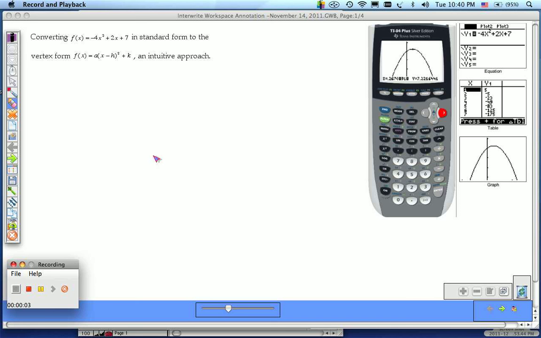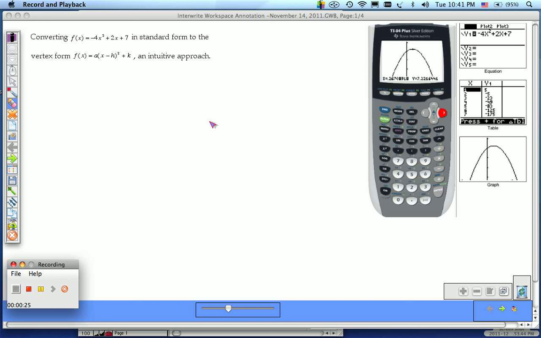Hello students, tonight we're going to take the quadratic function minus 4x squared plus 2x plus 7, which is in standard form, and convert it to the vertex form. Now, this is somewhat of an intuitive approach. Later I'm going to show you how to complete the square of the standard form function that appears in this exercise and ultimately yielding the vertex form.